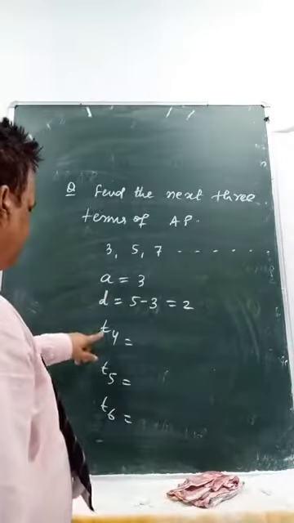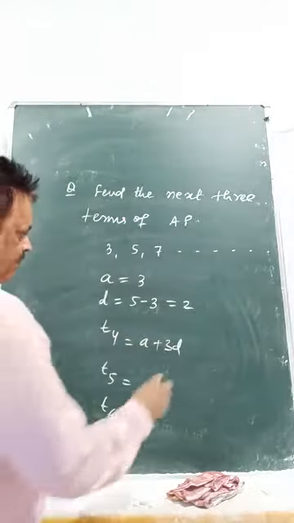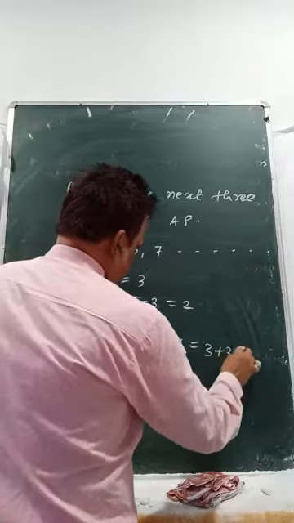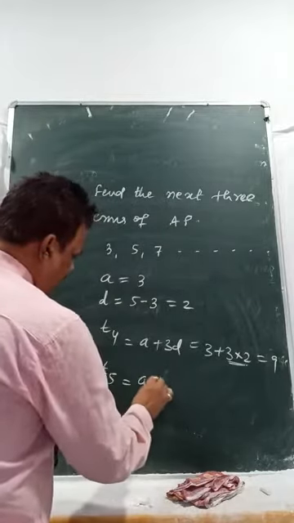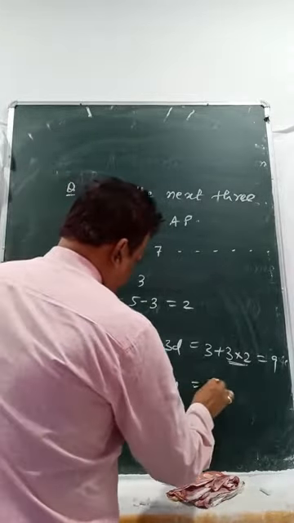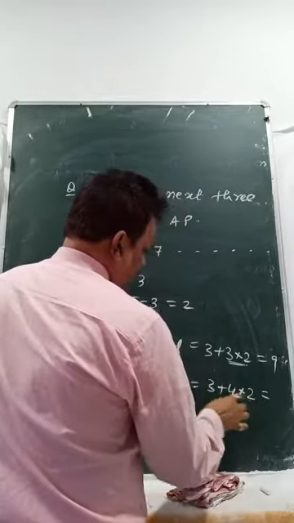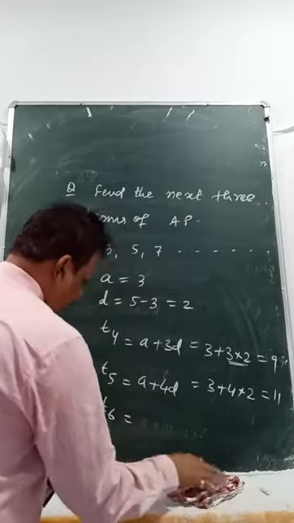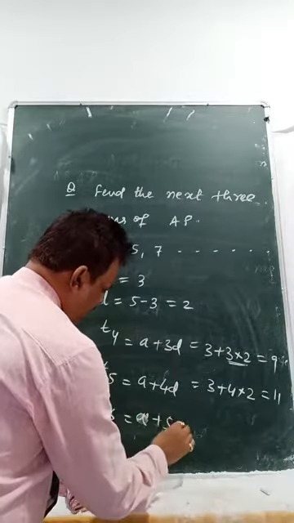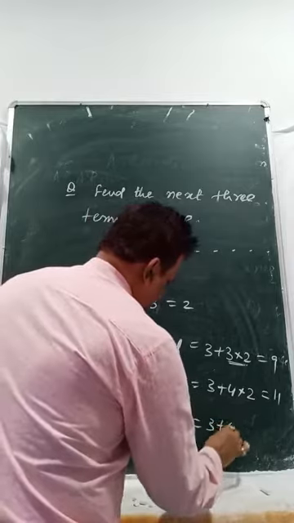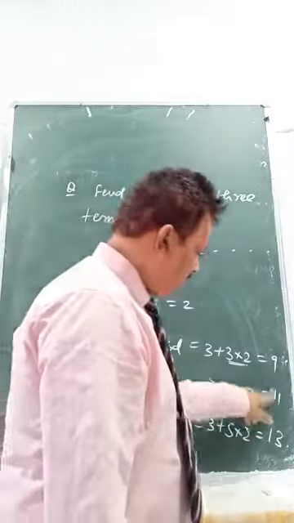Okay, so how to find T4? What will be the formula? A plus 3D, one less, that means 3 plus 3 into 2, 6 plus 3, 9. T5, A plus 4D, 3 plus 4 into 2, 8 plus 3, 11. T6, A plus 5D, 3 plus 5 into 2, 13. Okay, so next 3 terms you find out.